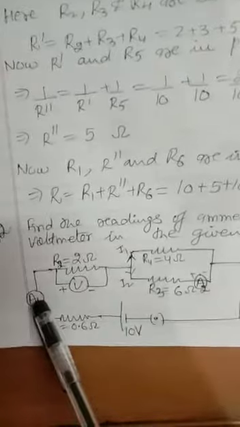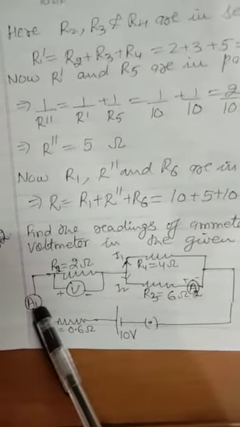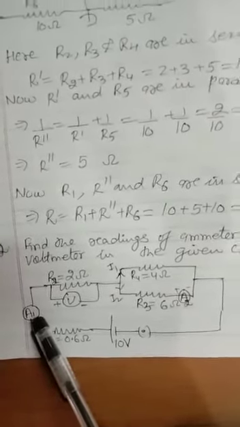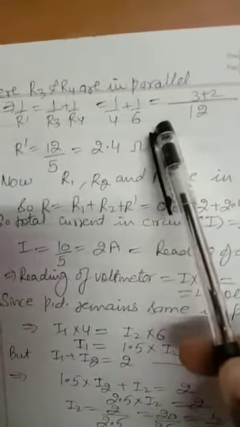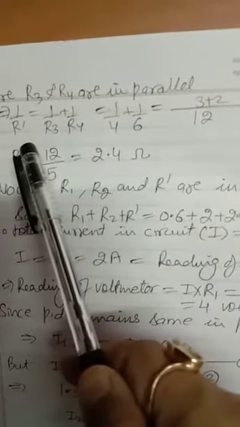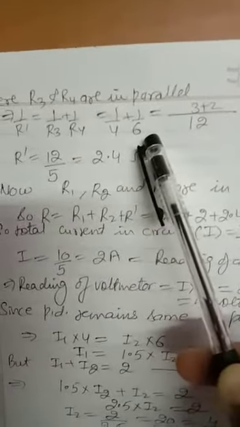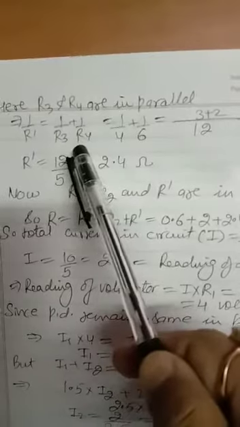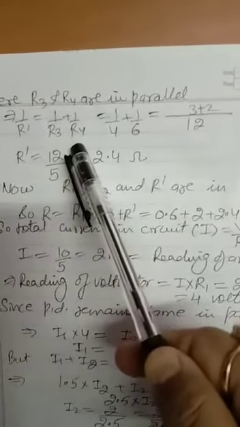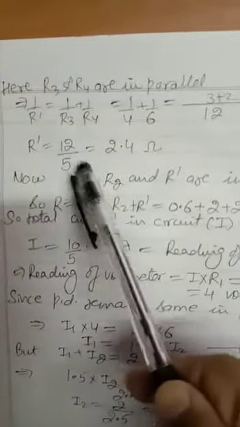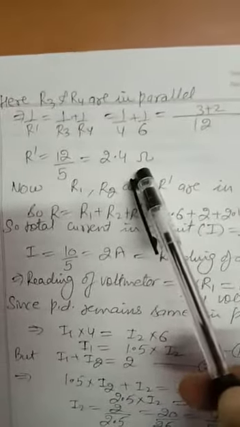So first, to calculate the total value of current, we have to calculate the net resistance of the circuit. So we have R3 and R4 in parallel. We get 1 upon R dash, their effective resistance, as 1 upon 4 plus 1 upon 6. Once you have practice, there is no need to mention this formula and you can directly show the calculation. So we get R dash is 12 upon 5, means 2.4 ohm.